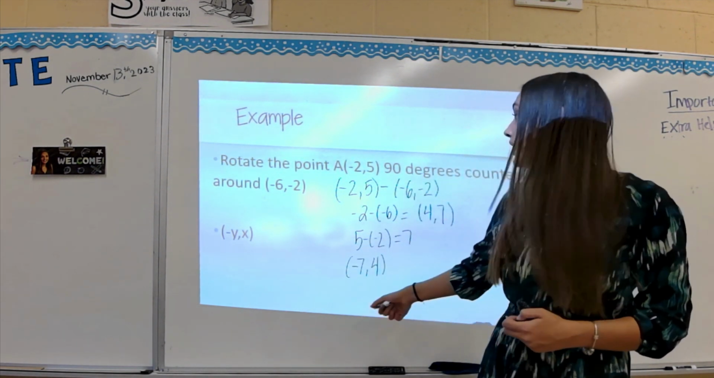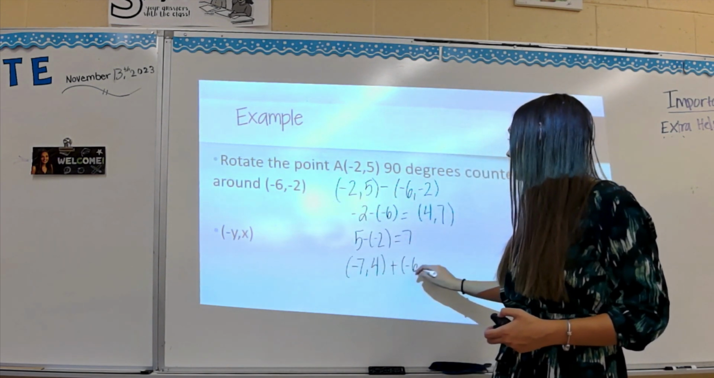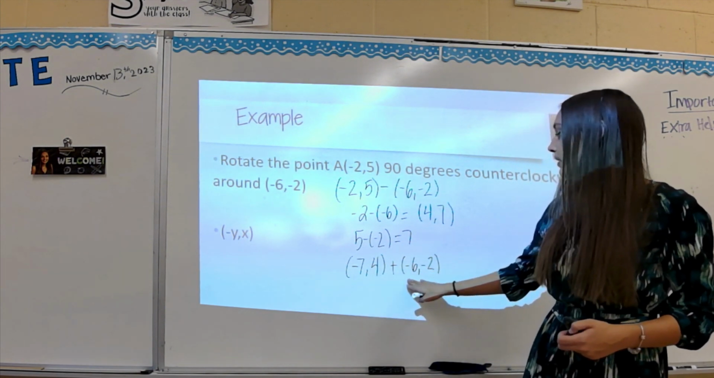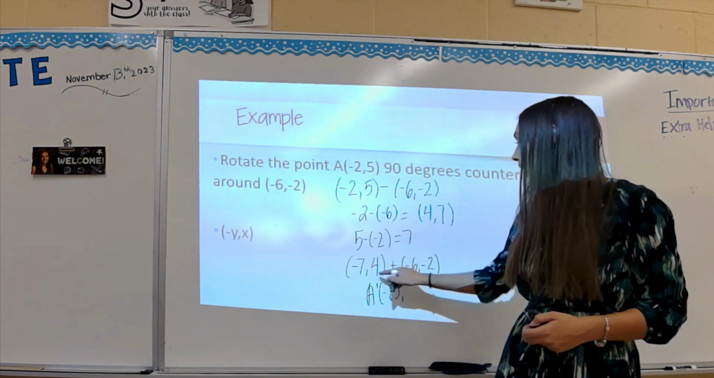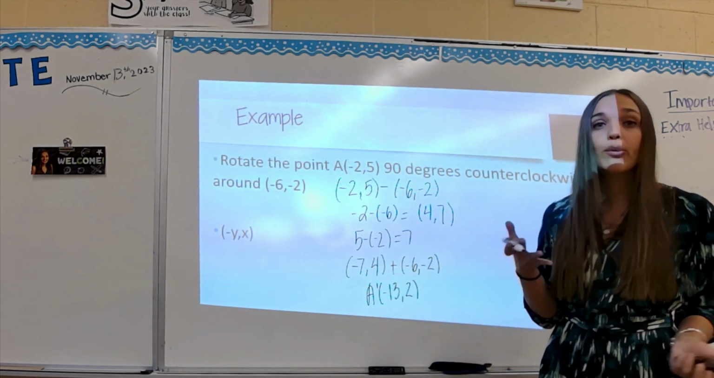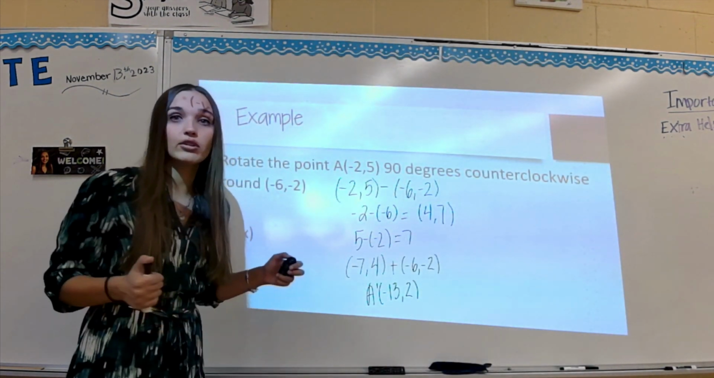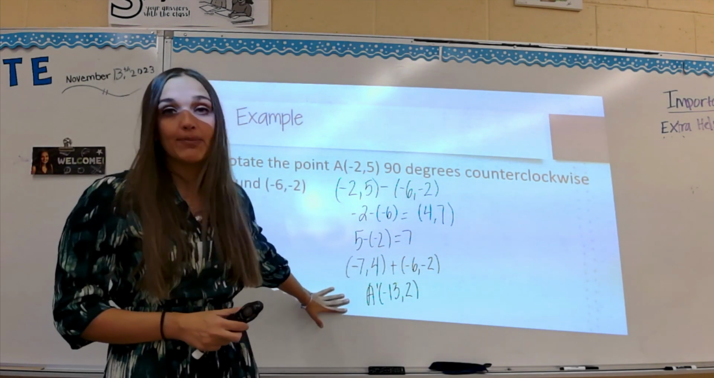Once we get our new point, (-7, 4), we are going to add it to the point we're rotating it around. So I'm going to add it to (-6, -2). So I'm going to add the x values. What's -7 plus -6? That's -13. And 4 plus a -2 gives me a 2. So when we rotate the point (-2, 5) 90 degrees counterclockwise around (-6, -2), we get the A prime, which is (-13, 2).